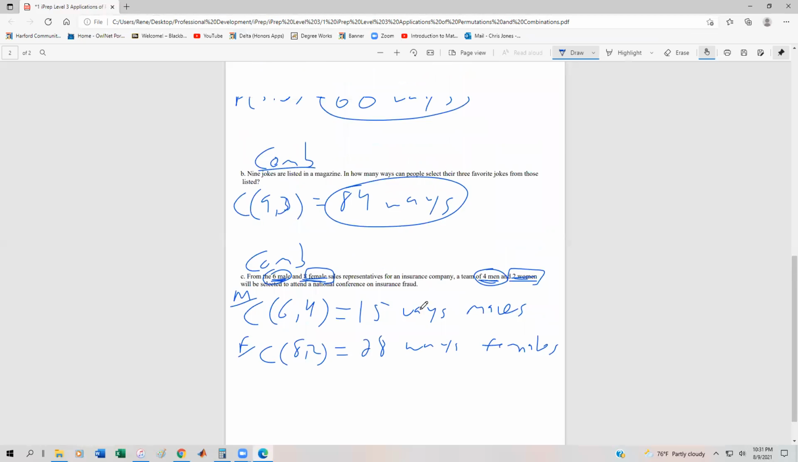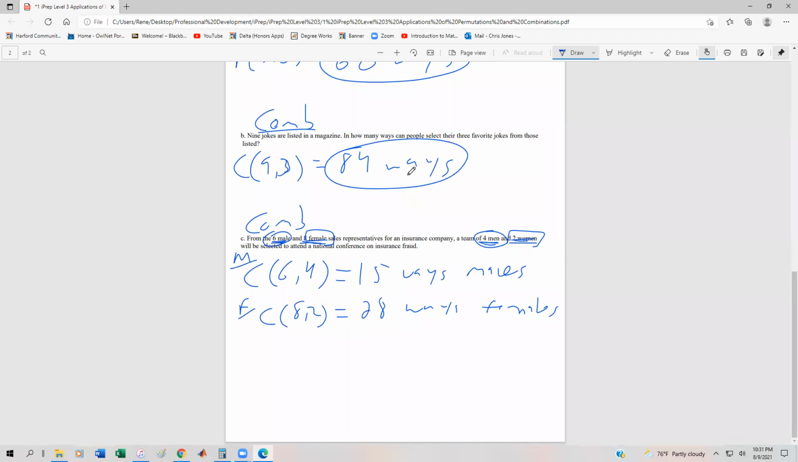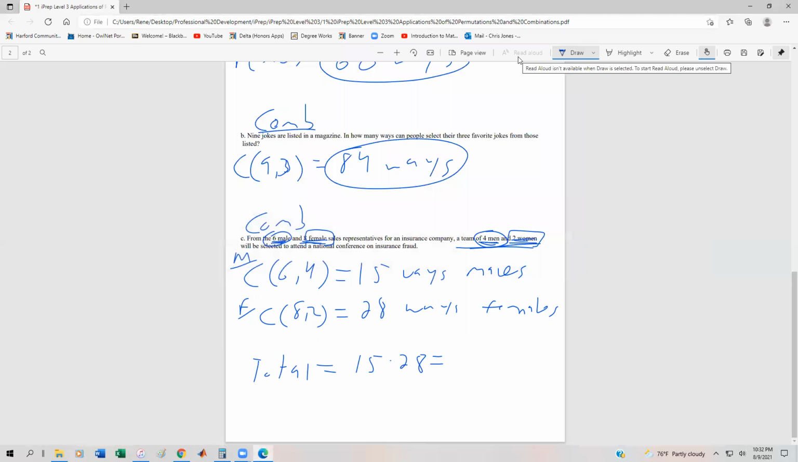And you might remember at the very beginning, didn't we have this fundamental counting principle? The number of ways in which a series of successive things can occur is found by multiplying the number of ways. So the total number of ways that we can pick 4 men and 2 women is going to be 15 times 28. We'll just use our calculator to do this. We'll clear this out. We have 15 times 28, and that's going to give us 420 possible total ways.